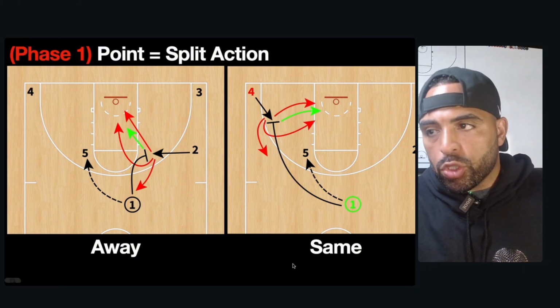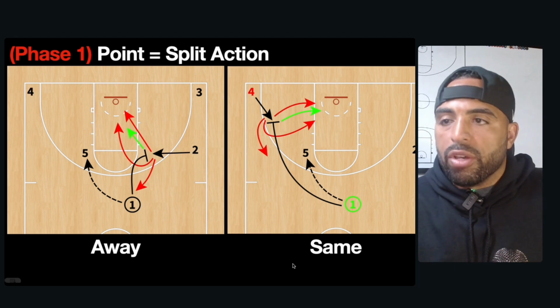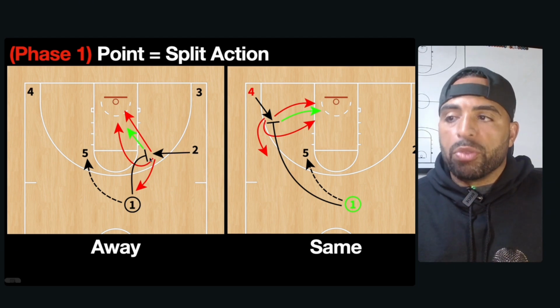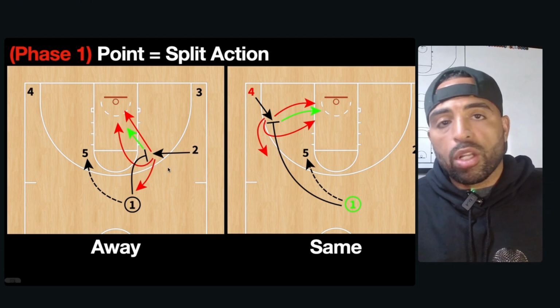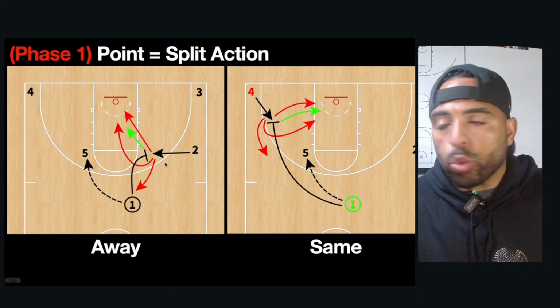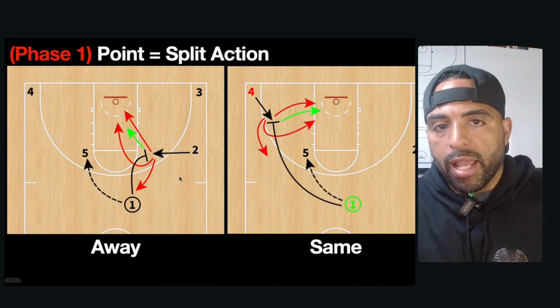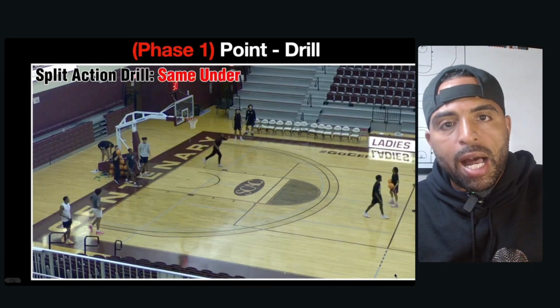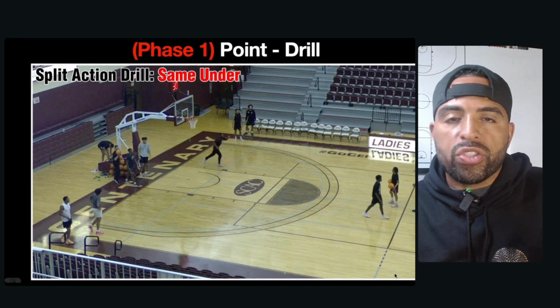Now, just like any screen or pin down screening action, you have 4 options. The screener can slip the screen, the player receiving the screen can go under, curl, or go over. Those are your only 4 options in split action. Now let's take a look at some drill work of how you can install point and then see how it translates into live execution.